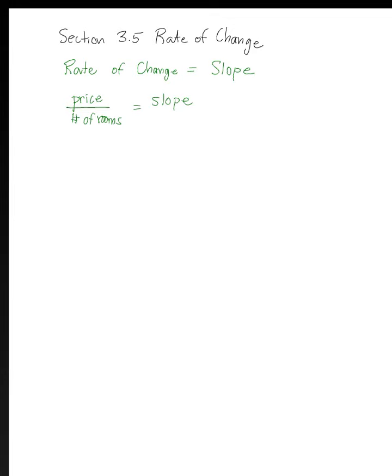Now remember what slope tells you. Slope tells you change in y over change in x, rise over run. So I must have a couple of points where the x-coordinate is the number of rooms and the y-coordinate is the price.